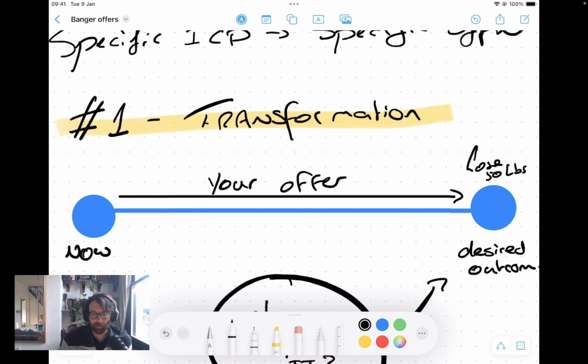Boom. Already that's a better offer than I'll help you lose weight, which is a generic offer, because you've put specificity in there. It helps people envision what that transformation is going to be. Oh, what would I look like 50 pounds lighter? All of this. But you can take this a step further with the transformation.